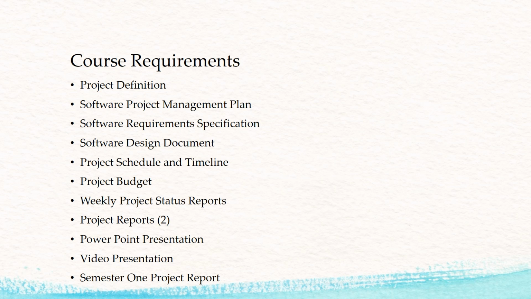The course requirements for Semester 1 include the following artifacts: a project definition, project schedule and timeline, a project budget, software project management plan, software requirement specification, software design document, weekly project status reports, project reports, PowerPoint presentation, video presentation, and a Semester 1 project report.